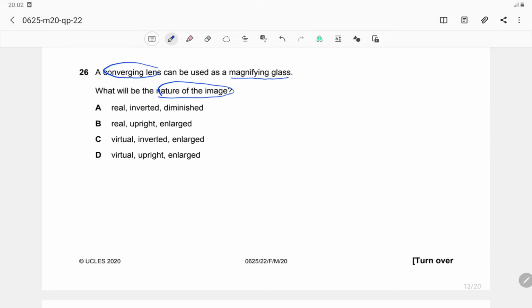The first point you can identify even from the question, because it's mentioned the converging lens can be used as a magnifying glass. So magnifying glass means the image will definitely be enlarged, and the image formed by the converging lens will always be virtual and upright. So the correct answer is option D.